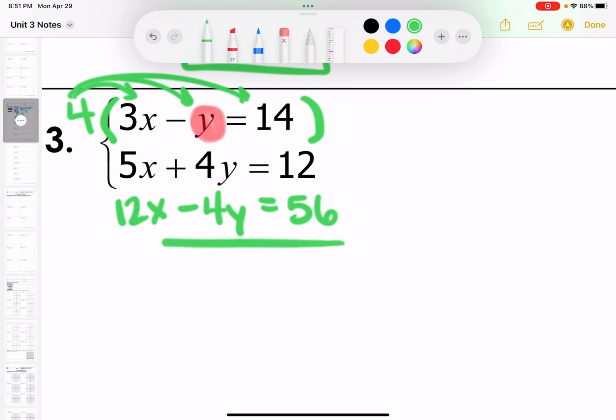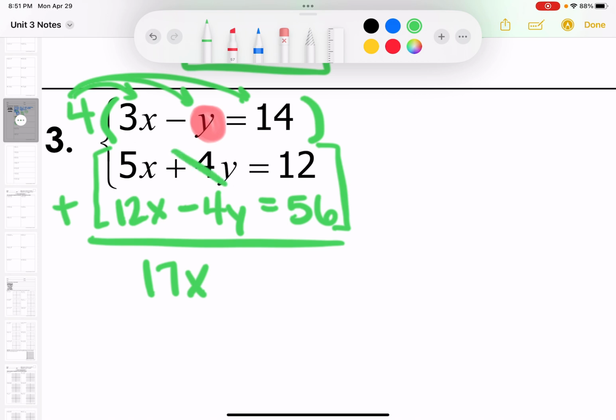All right, now looking at these two equations, I have a common coefficient with y, and they have different signs. So this time, we are going to add our equations together. So 5x plus 12x is 17x. Positive 4y plus negative 4y is 0, so those cancel. And 12 plus 56 is 68.